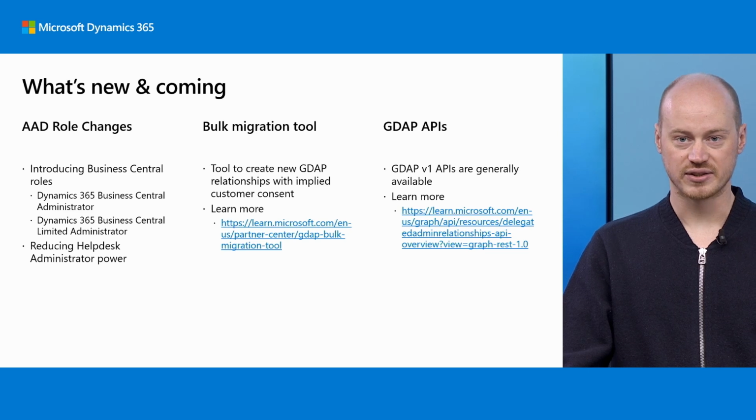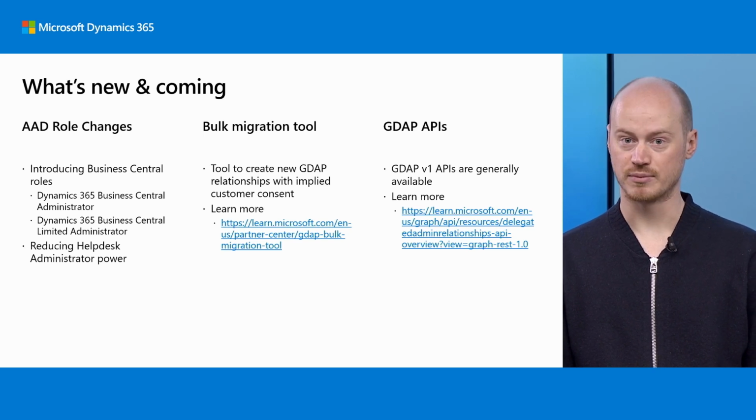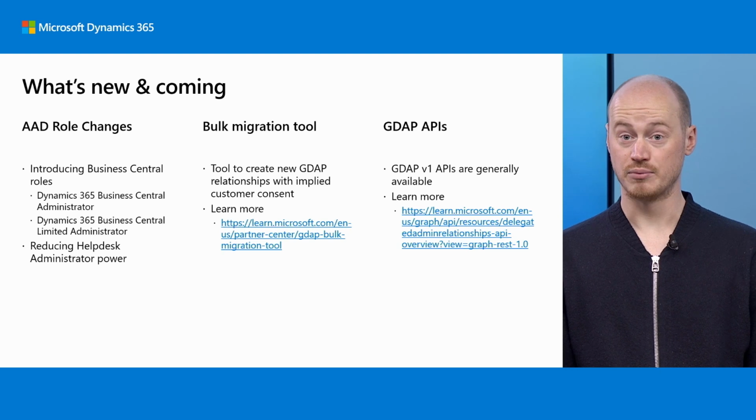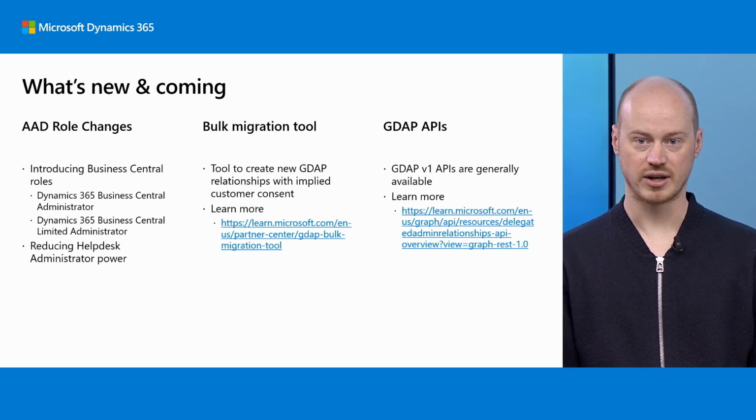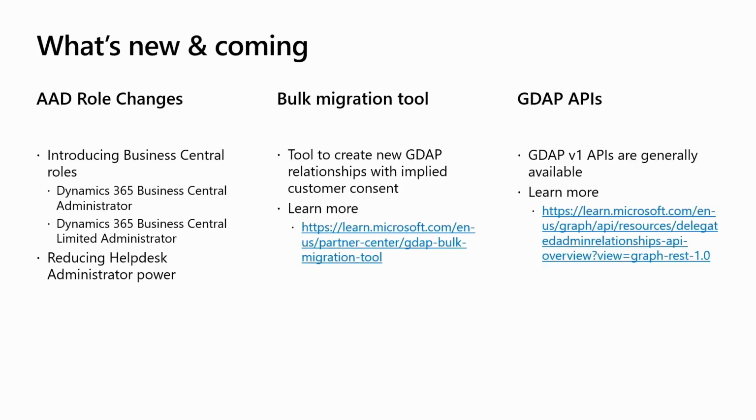Secondly, the Partner Center team has introduced a bulk migration tool that helps partners that have many old DEP relationships migrate these to GDEP with implied customer consent, meaning that you can do this in a bulk operation without having to go through every individual customer. Finally, the Partner Center team has introduced GDEP APIs, which would let you automate the creation of these relationship requests so that you can automatically contact your customers to accept a GDEP relationship.